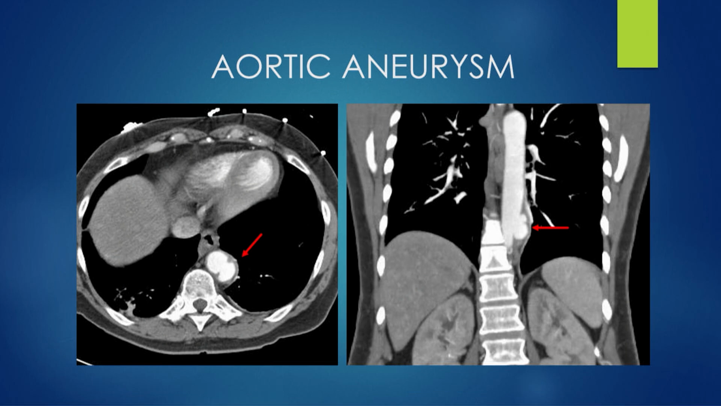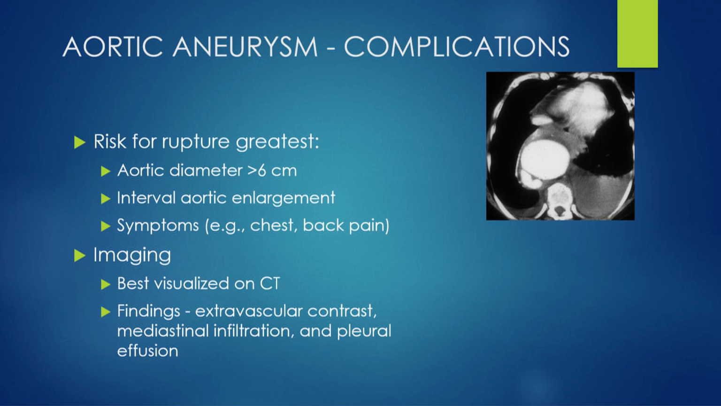Then you can also, of course, get saccular aneurysms, and those in many cases can be mycotic, or in some cases traumatic. So this is a mycotic aneurysm. And then you can, of course, get rupture. That, of course, we don't like to see. The risk is greatest if it's more than 6 centimeters, but obviously, as I mentioned, 5 centimeters is a bit of a cutoff.